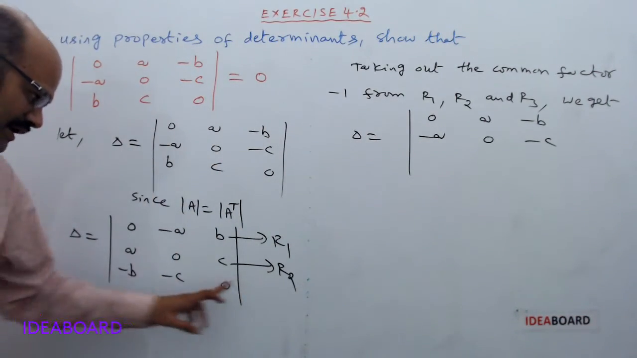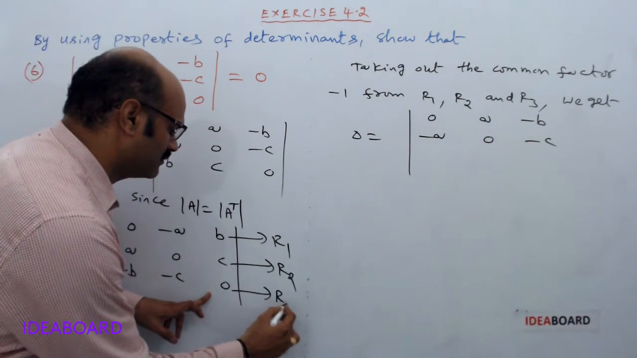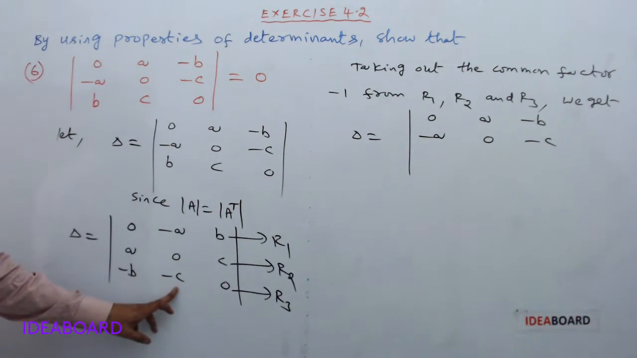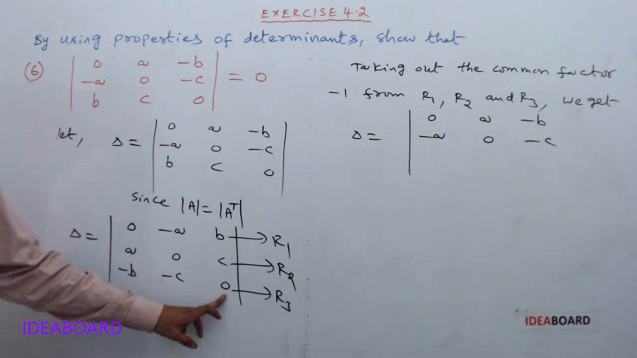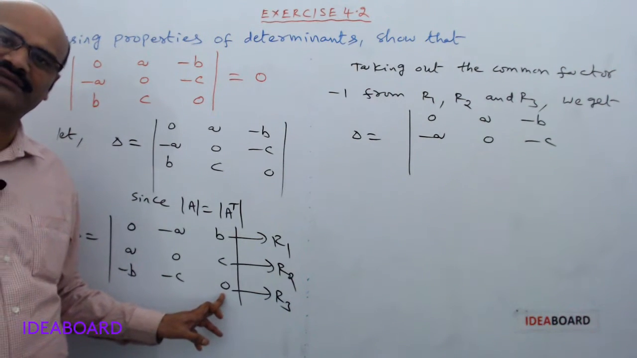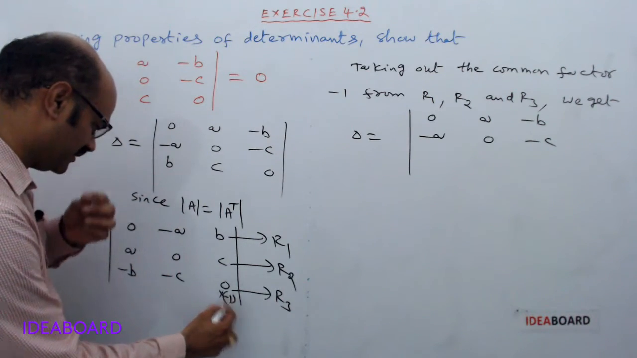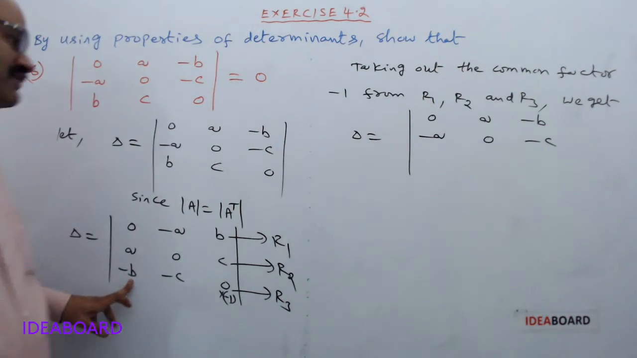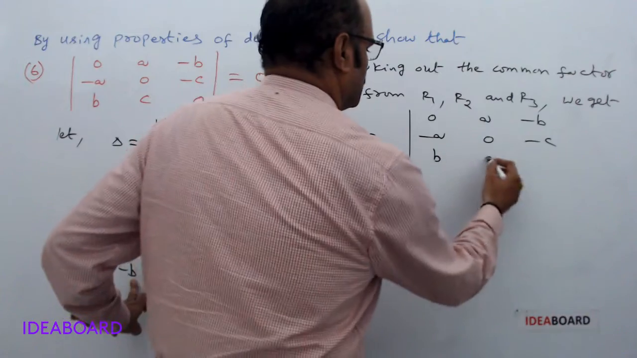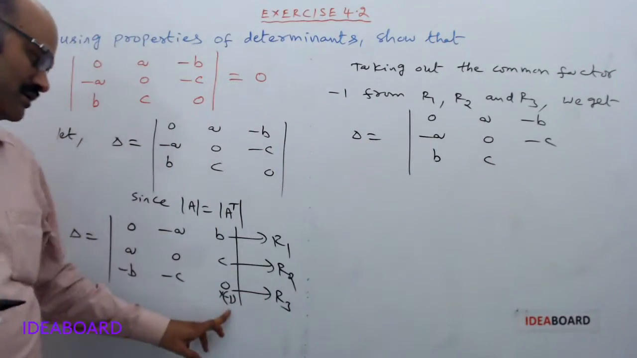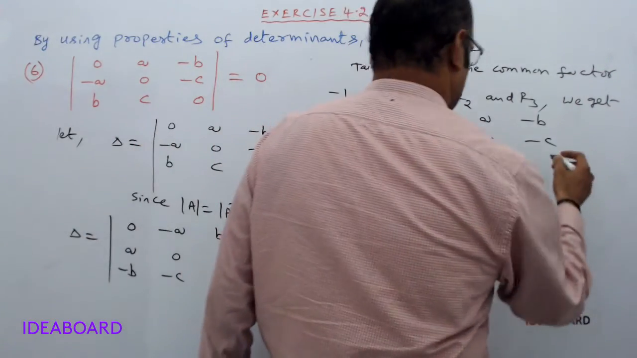Now take minus 1 from R3, the common factor minus 1. We know that 0 into minus 1 is always equal to 0. So here we can take it as 0 into minus 1. Then we have b, c, 0.